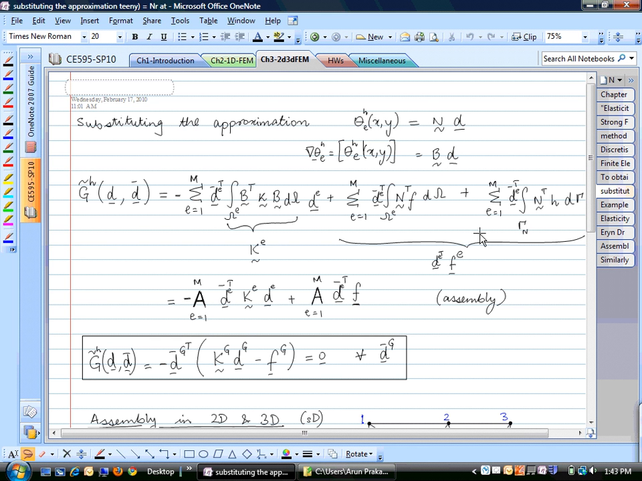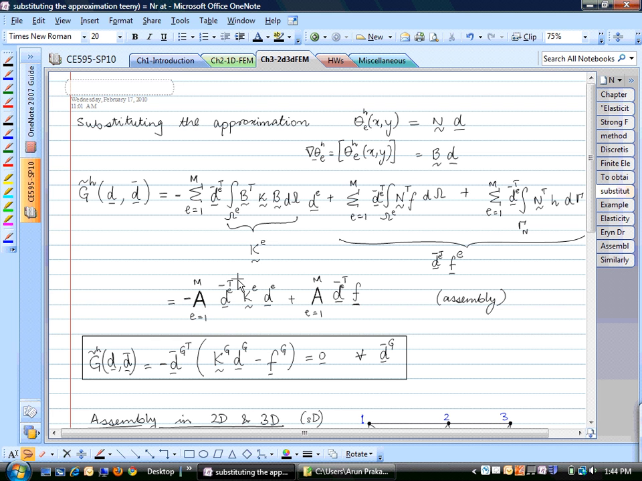And if you plug them in, what you get is the familiar form that we had before: sum over all the elements, d transpose some element stiffness matrix times the element degrees of freedom times the virtual displacement. I think there's a bar missing here. So this is the virtual temperature field times the element force or heat flux vector in this case. And by assembling them for all the triangles in your domain, you can write this out like this.